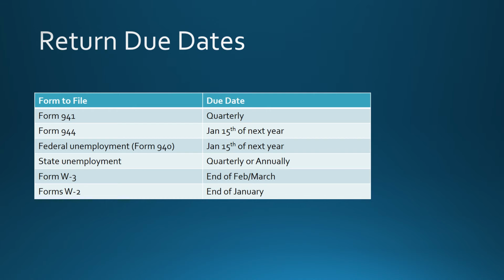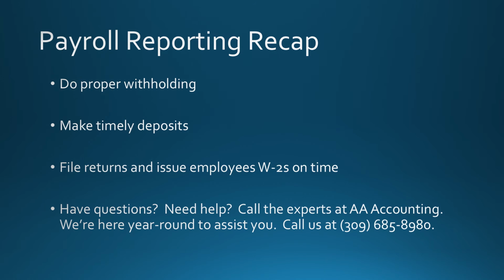And a Form W-3 must be submitted to the Social Security Administration, typically by the end of February or March in some cases. And employers must issue a Form W-2 to employees by the end of January of the year following the year the wages were paid.